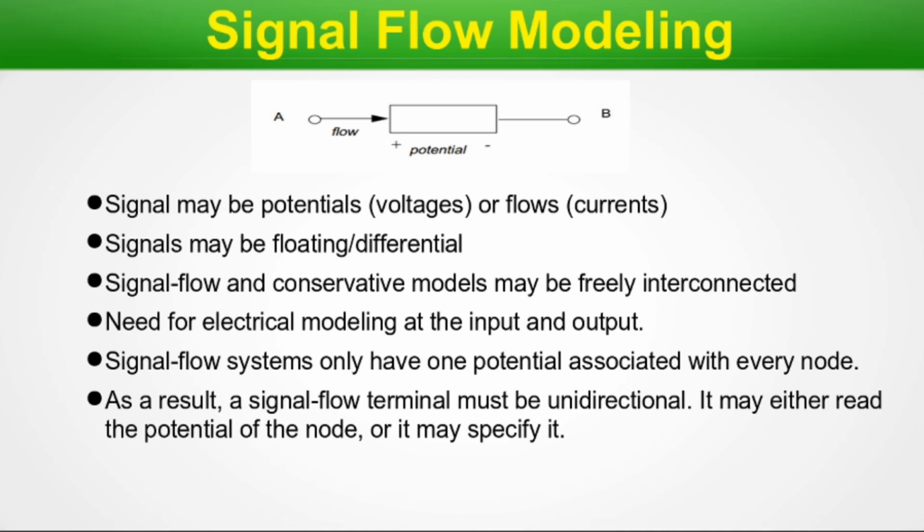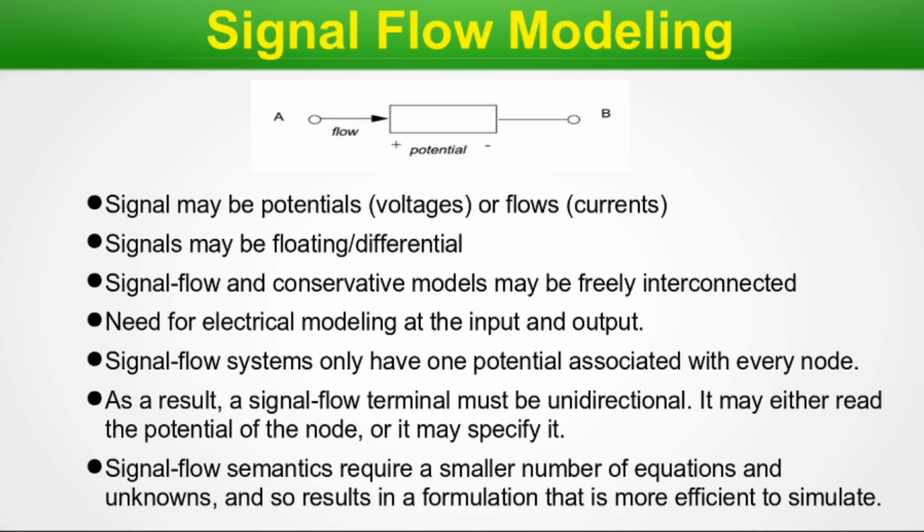So we are talking about A and B in the picture here. When we talk about A, it reads, and here it defines the flow. Signal flow semantics require a smaller number of equations and unknowns, so it results in a formulation that is more efficient to simulate. Since signal flow modeling is much less complicated, the coding is a bit simpler.